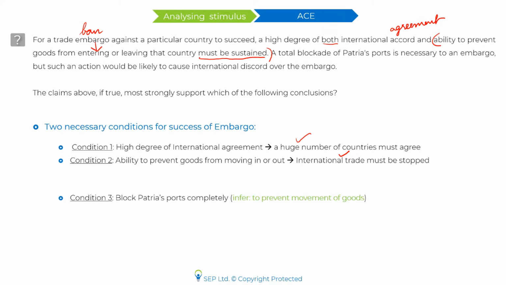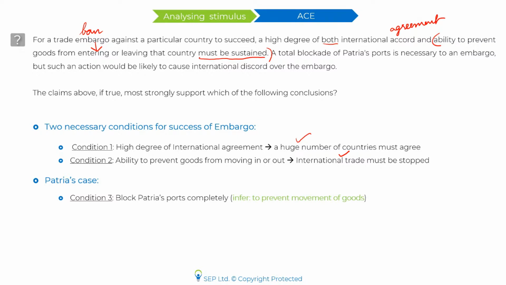Let's read on. A total blockade of Patria's ports is necessary to an embargo. And I'm thinking, okay, here we go. There is another condition here, a third condition, because we are saying necessary. But in this case, it seems to be valid only for a place called Patria. So in Patria's case, there's a third condition: block Patria's ports completely. And I'm thinking to myself, probably to prevent the movement of the goods in and out.